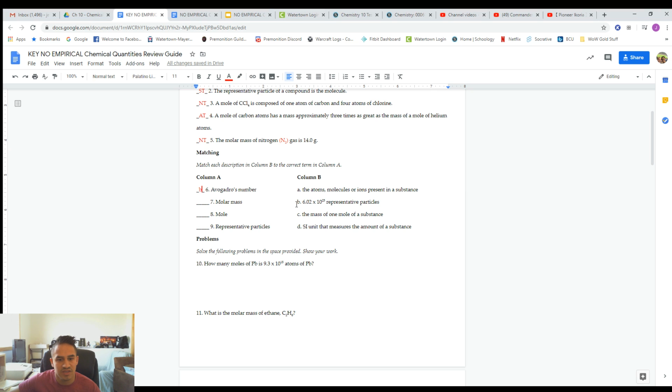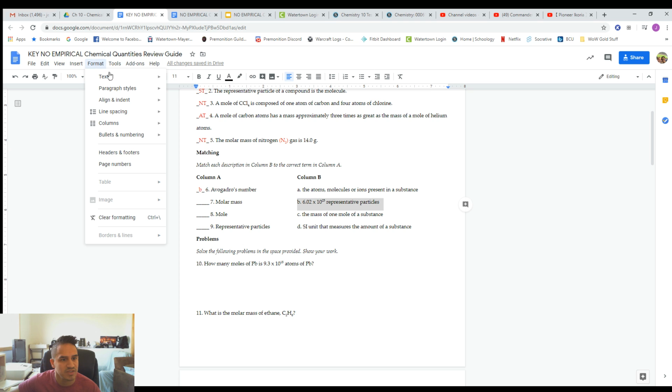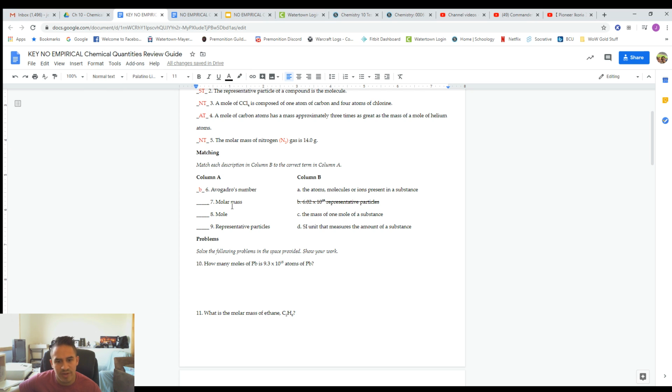Molar mass is, I guess once this is done, can we cross this off? Format, text, strike through. There we go. Bam, that one's done.